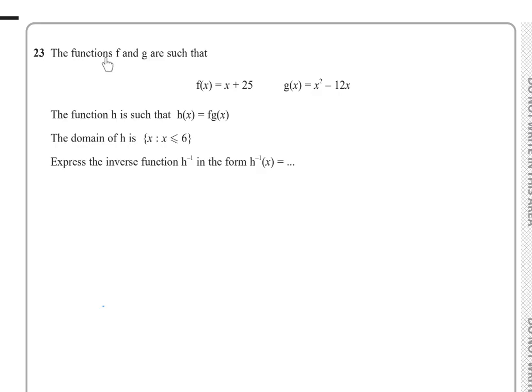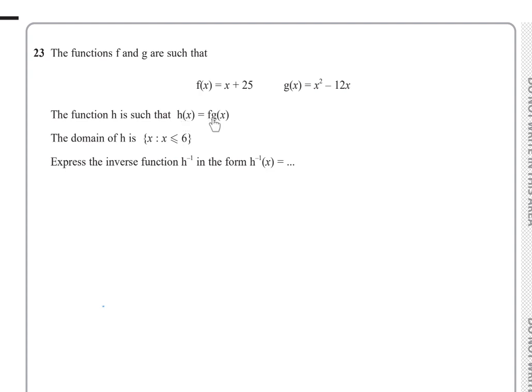23. The functions f and g are such that f(x) equals x plus 25, g(x) equals x squared minus 12x. The function h is such that h(x) equals fg(x). The domain for h(x) is x less than or equal to 6. Express the inverse function h negative 1 in the form h negative 1 of x equals. So we need to find h(x) first.